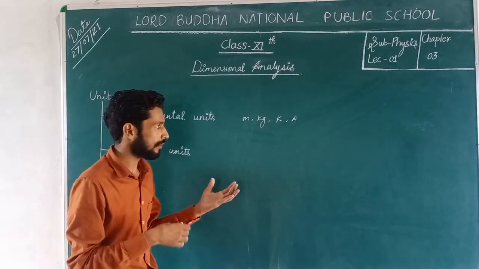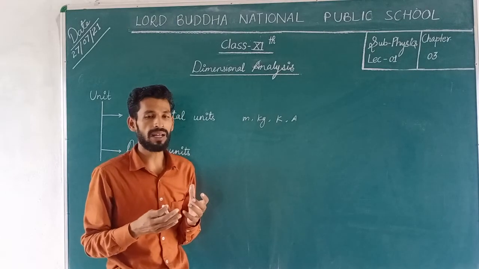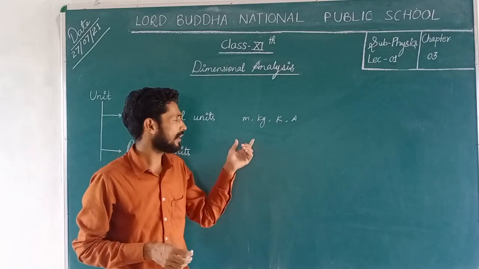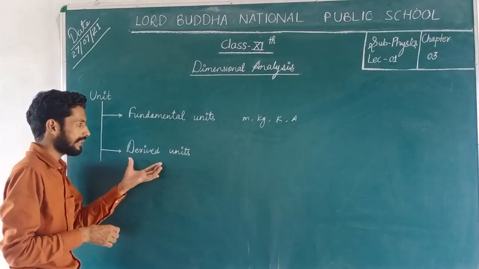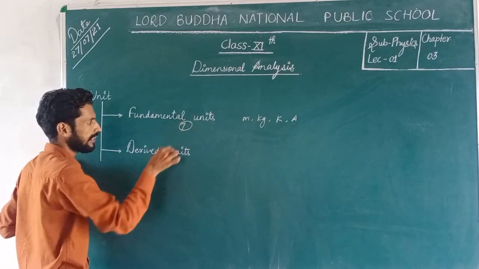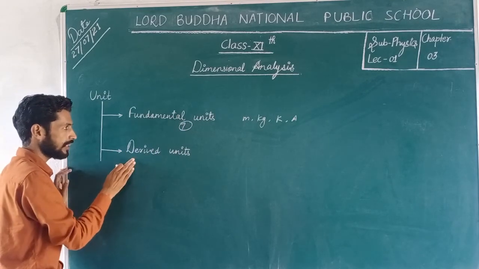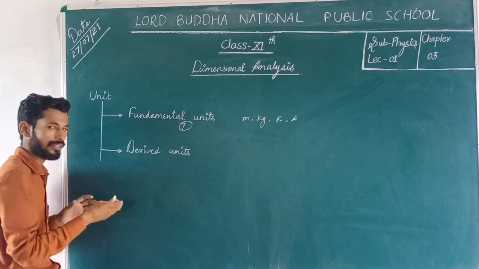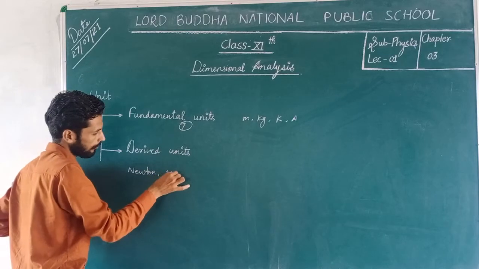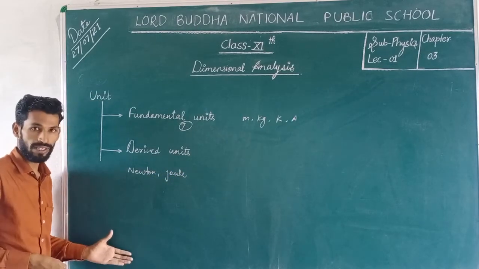And in the previous chapter we have discussed how many fundamental units there are, that were 7, and derived units, those units which depend on the fundamental units, and the total number of fundamental units is 7. And in this case, derived units, these units totally depend on the fundamental units. For example, Newton, Joule, like this, and many other units are here.